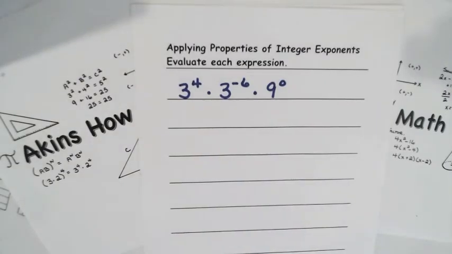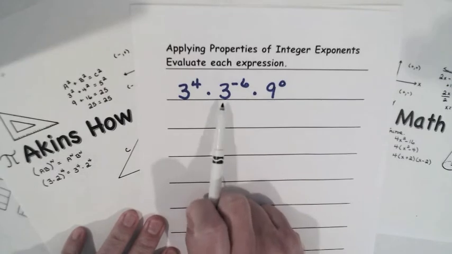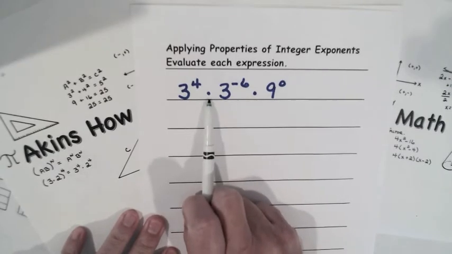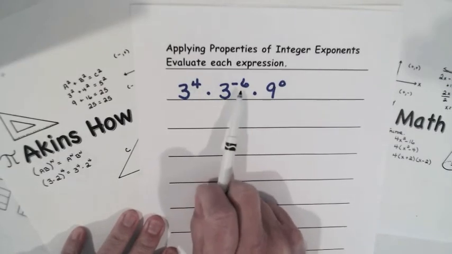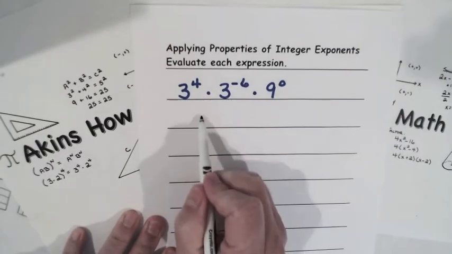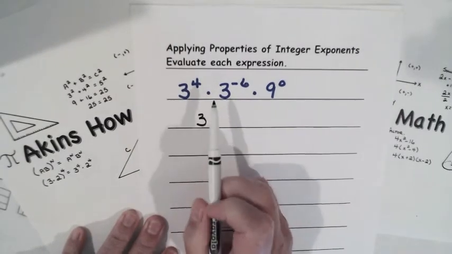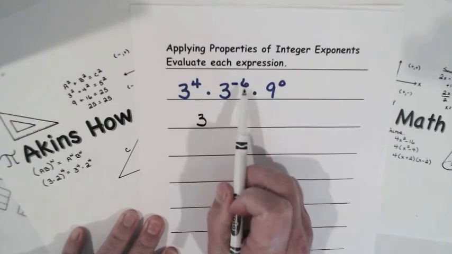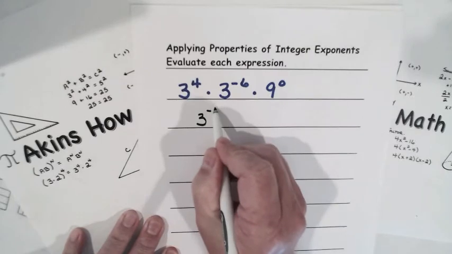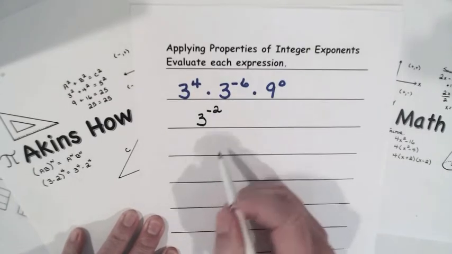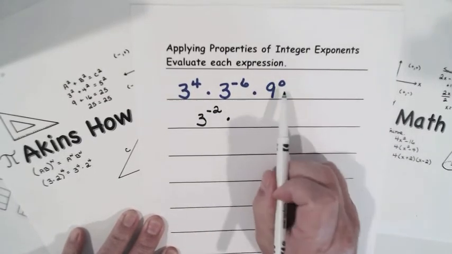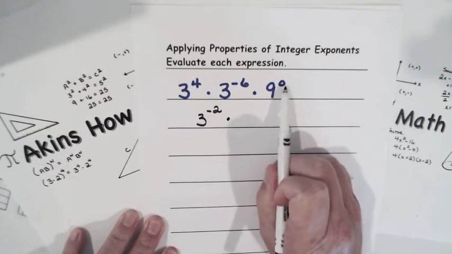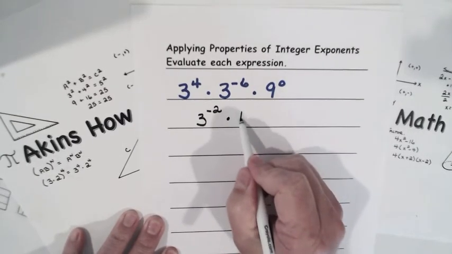Number 2 on page 6. I'm going to apply my properties of exponents. And one of my properties is if I have the same base and I'm multiplying, I can add these exponents together. So that's what I'm going to do. I'm going to keep my base. I'm going to add these exponents since I'm multiplying. 4 and negative 6 put together is going to give me negative 2. Times another property of exponents, anything raised to the 0 power is 1.